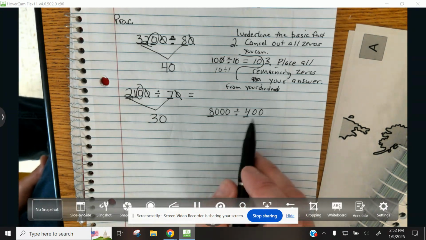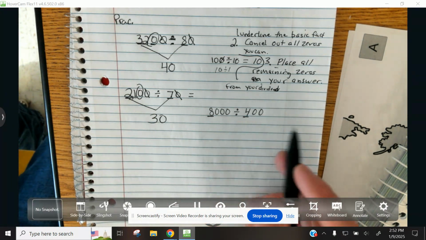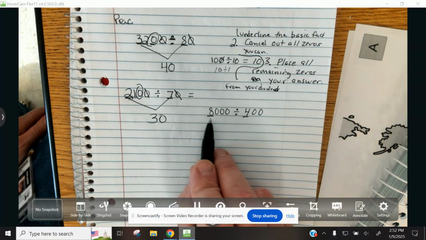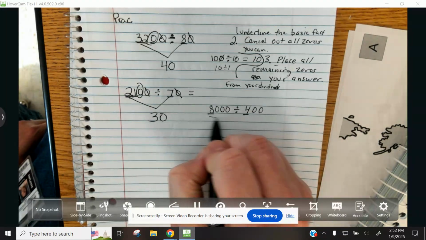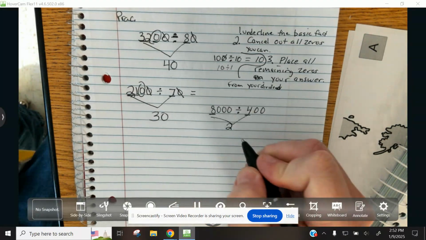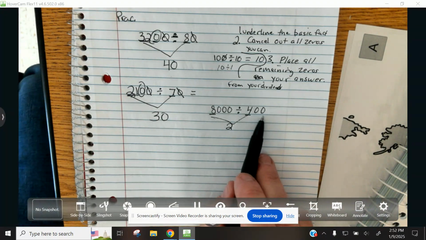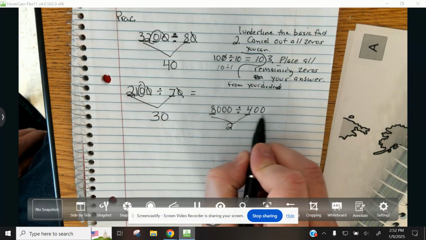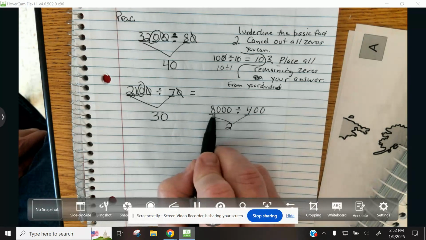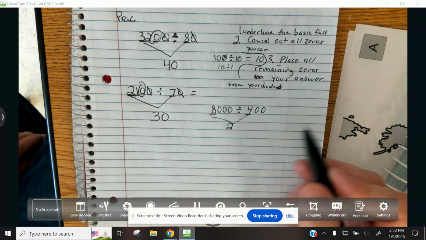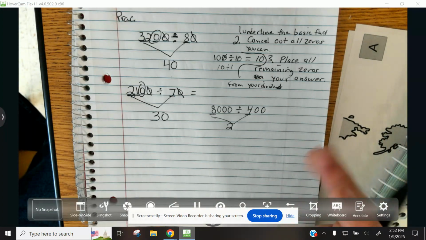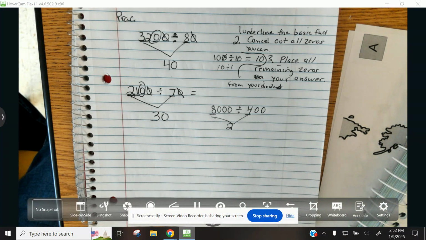So if I have 8,000 divided by 400, first, I'm going to find the basic fact. I know 8 divided by 4 is 2. I know it's 2. Okay. When I look over here, though, how many zeros did I leave off? I left off 2. How many zeros are over here? 3. So how many zeros would cancel each other out? When I go to divide those zeros, how many would cancel into nothing?